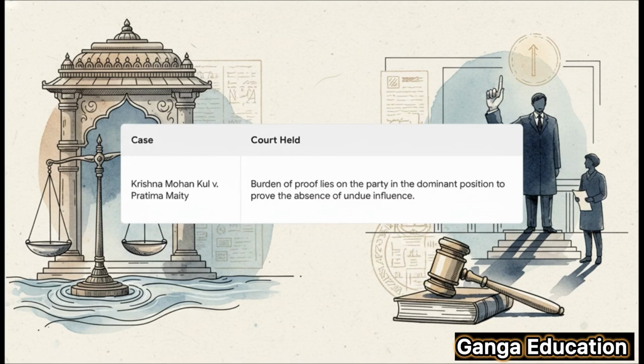This very principle was powerfully established in the landmark case of Krishna Mohan Kool versus Pradima Mighty. The court held that in any fiduciary relationship, which is just a fancy term for a relationship based on trust, the person in the dominant position has to prove that the transaction was righteous and that absolutely no undue influence was used. You'll definitely want to remember to cite this case in your answers.